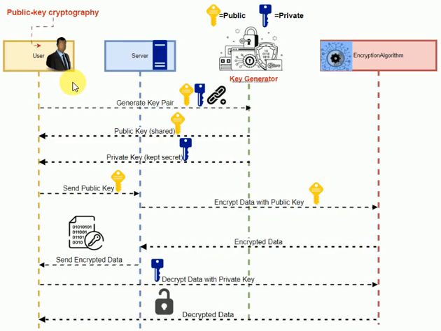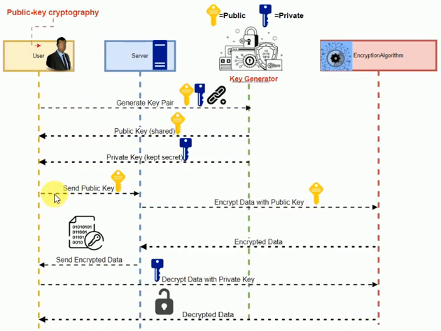So now what will this user do? As I said, this public key is shared to everyone, so he sends his public key to this server. The server encrypts the data using this encryption algorithm. I will show you what the encryption algorithms are and how this happens later. Just understand the concept overview and then we can see.